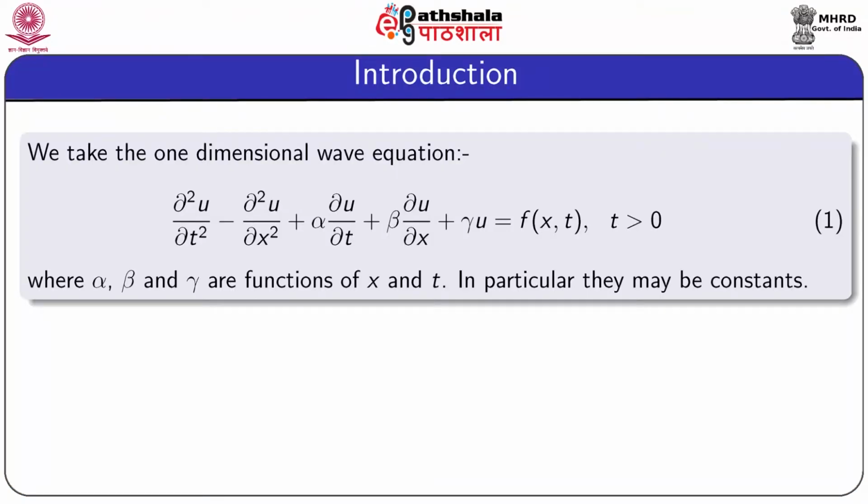In this section, I am going to discuss this phenomenon taking a simple wave equation. First, we take the one-dimensional wave equation, which is written as (1) ∂²u/∂t² − ∂²u/∂x² + α ∂u/∂t + β ∂u/∂x + γu = f(x,t), where t is greater than 0, t represents the time variable, and the parameters α, β, γ are functions of x and t. In particular, they may be constants.